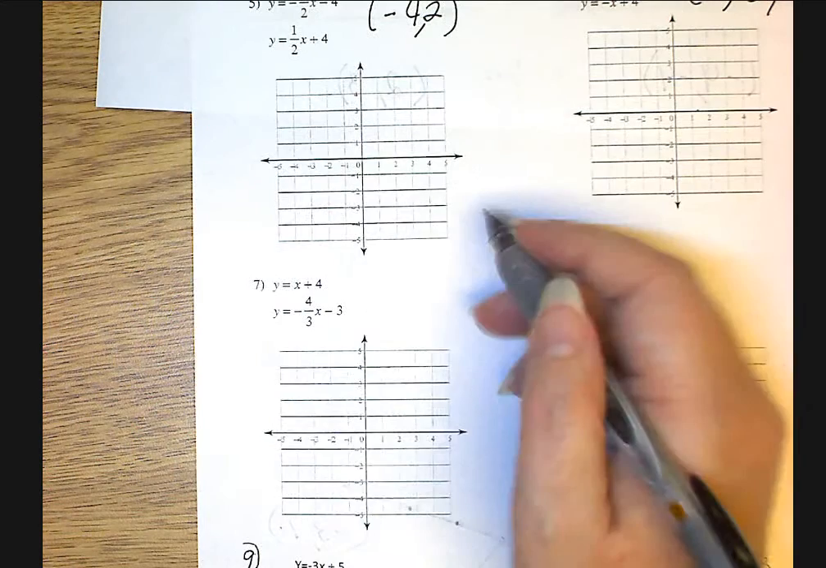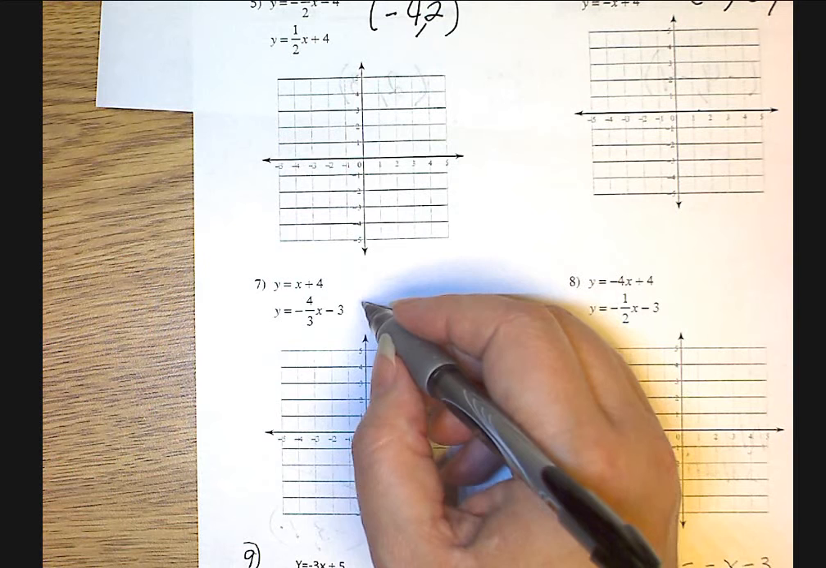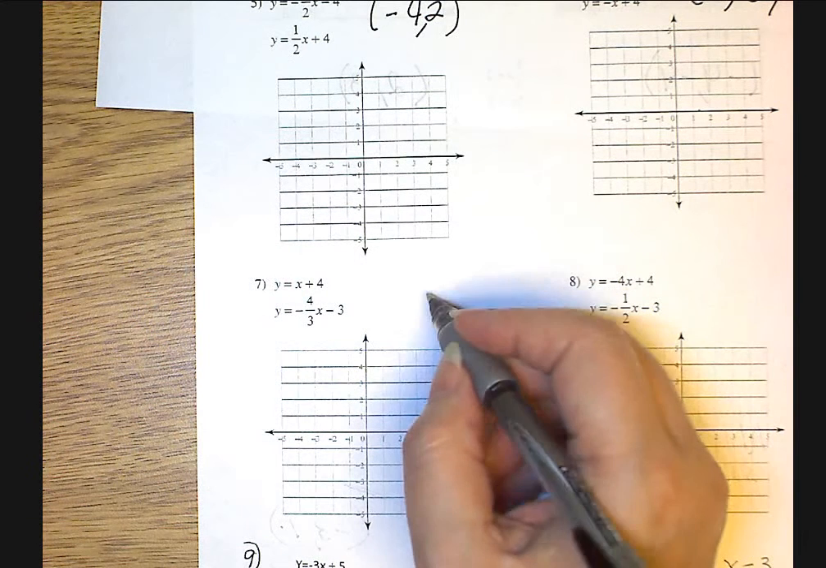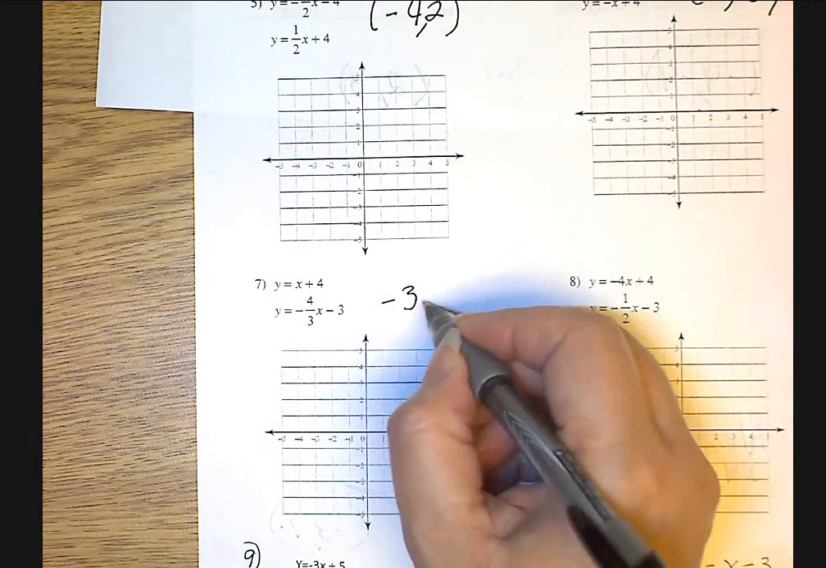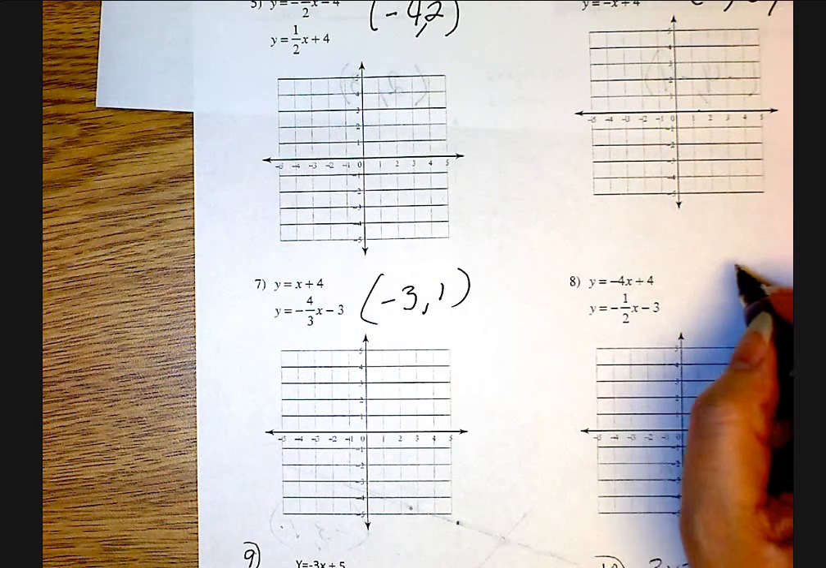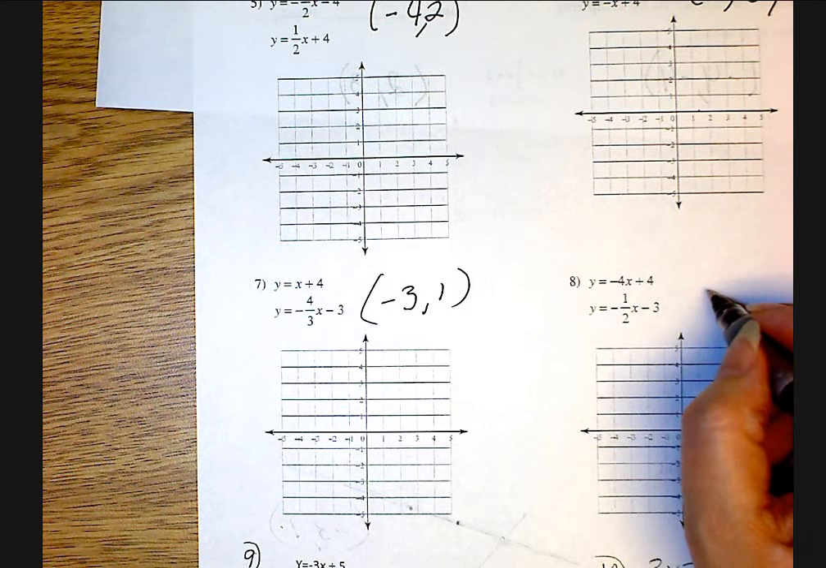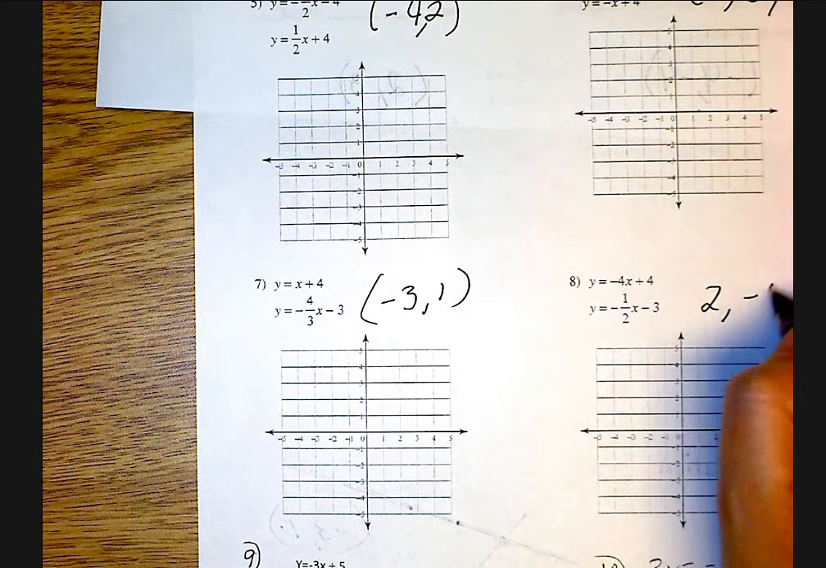Emily, what'd you get for 7? Yep, there's 2 of you. Sorry, go ahead. -3, 1. What'd you get for 8 then? 1 solution. Yeah, but what was the solution? Where did they cross? 2 and -4. 2, -4. Very good.